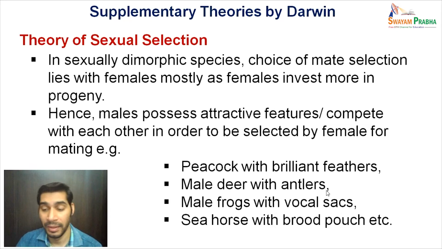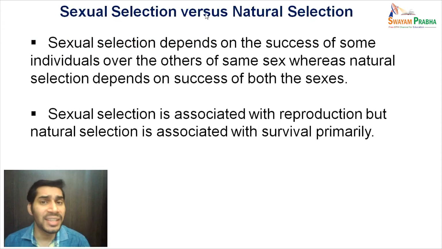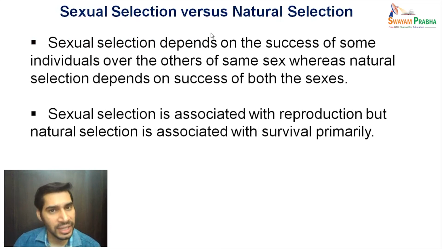Now, this sexual selection is different from what we saw in the case of natural selection. Sexual selection depends on the success of some individuals over others of the same sex. Let's say if males are competing, some of the males will get success over the rest of the male members of the same sex in order to get selected by the female. Whereas in natural selection, success depends on survival of both the sexes, not just reproductive capability or selection of one sex. Also, sexual selection is associated mainly with reproduction, but natural selection is associated primarily with survival.